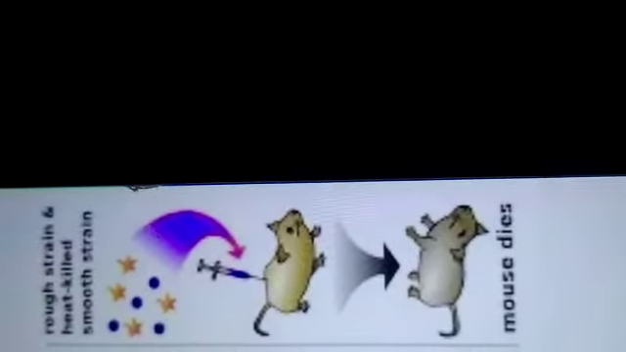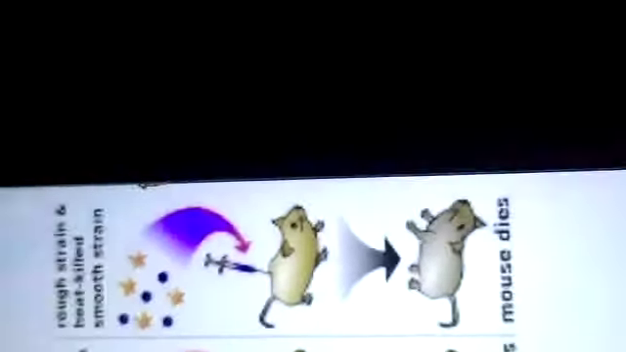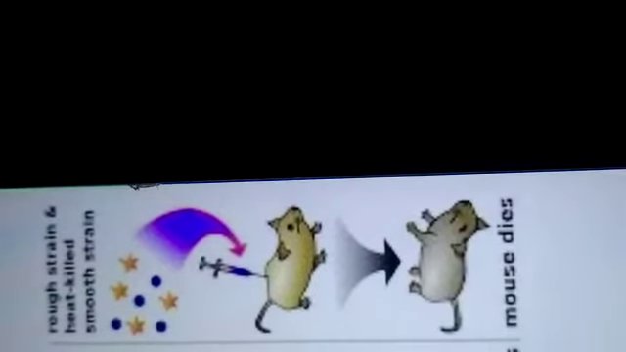After the conclusion of his results, Griffith named his experiment transformation. He showed that there is a transformation of the R strain bacteria into the S strain bacteria, and due to the R strain bacteria turning into the S strain bacteria, the mouse dies.